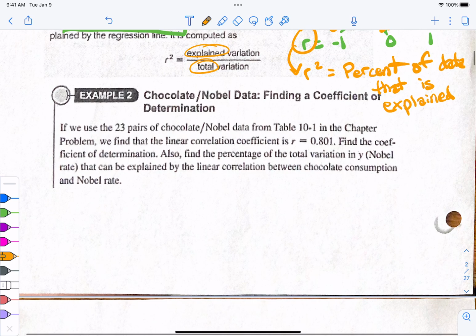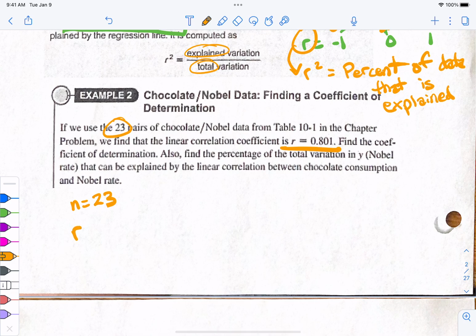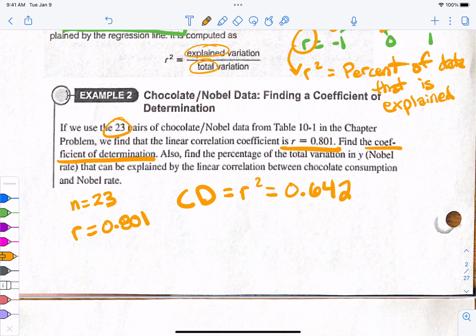Okay, so here we go. Example 2. If we use 23 pairs of chocolate data, which is 23 for N, which I don't think we need, but we're going to write it down. It says that the correlation coefficient R is 0.801. Find the coefficient of determination. I'm just going to call it CD. What is that thing again? R squared. What will R squared be? 0.642. That's the coefficient of determination. You just take the R and square it, right?